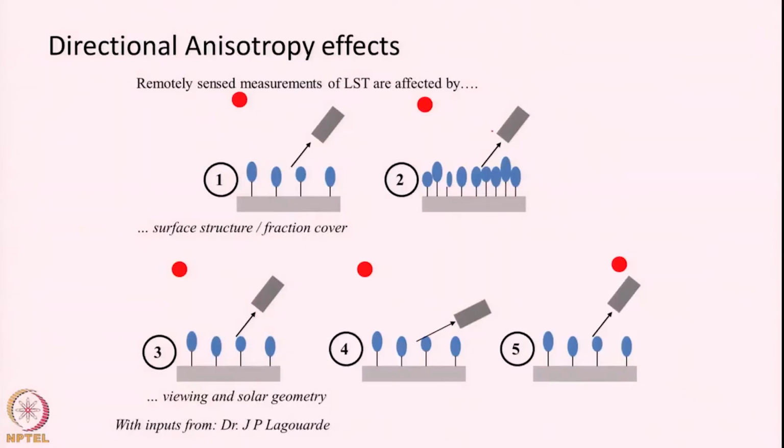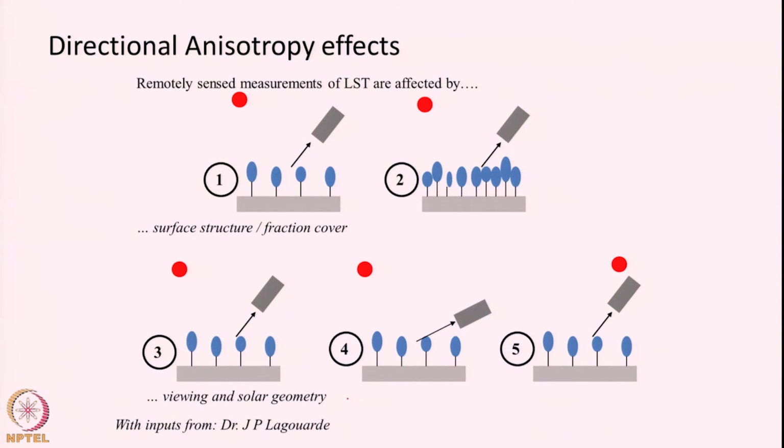This complicates matters. If we want to measure temperature for certain applications and we measure from different directions, we may end up measuring different temperatures. So, directional anisotropy is not only a problem in optical remote sensing, but it is also an issue in thermal infrared remote sensing, especially when we need very accurate temperature measurements. The direction in which we look will influence the temperature readings. An example is given in this particular slide.